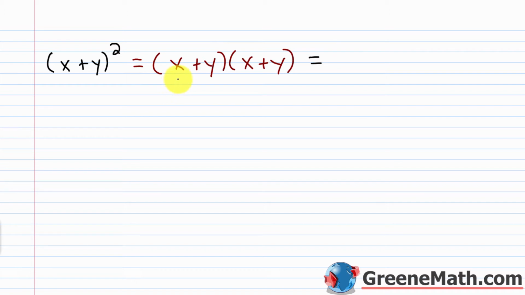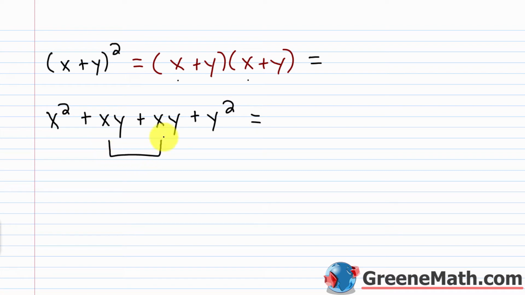We would do the first terms, so x times x, that's x squared. Then the outside terms, x times y, that's plus xy. Then the inside terms, y times x, which is yx or xy, doesn't matter, so plus xy. Then the last terms, y times y is y squared, so plus y squared. If I combine like terms in the middle, I'm going to end up with x squared plus 2xy plus y squared. Now, this result is not unique.